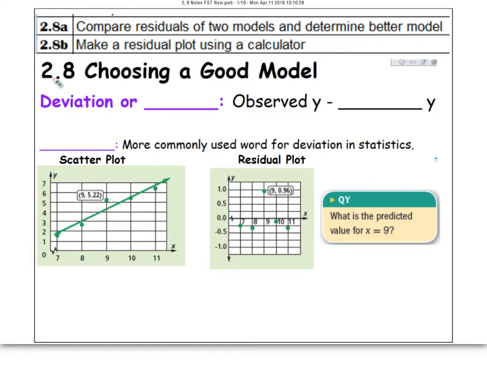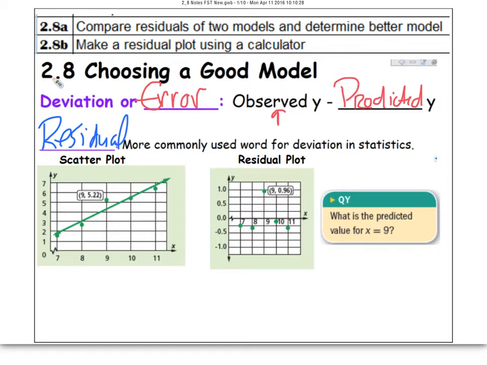So let's do Learning Objective 2.8a and compare residuals of two models and determine a better model. Now we've talked about residuals before, but let's talk about what deviation is. Another word for deviation is the amount of error that we might see in a model. And how much error a model has is what we observed from the scatter plot minus the predicted amount that will come from the model that we computed. Now, a more common word for the deviation or the error is the word residual.